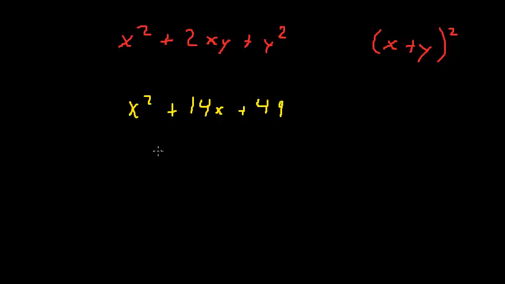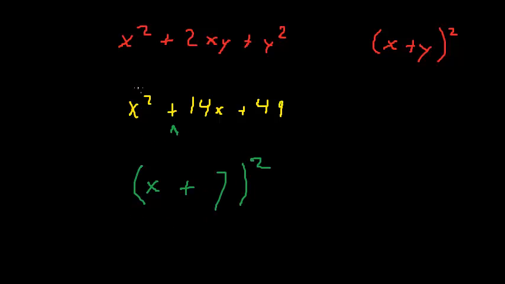So to factor something like this, I would know that I'm going to have a squared binomial. So I have a binomial squared. My first term is the square root of my first term, and my last term is the square root of my last term. And then my sign will always be the sign of my middle term. And that is the factorization of that trinomial. So (x plus 7) squared.